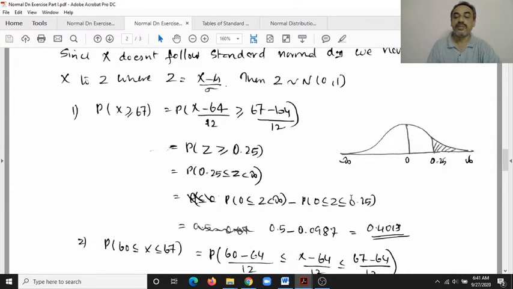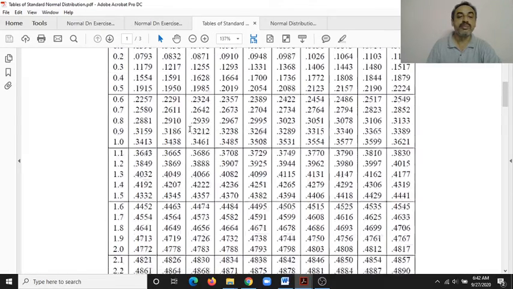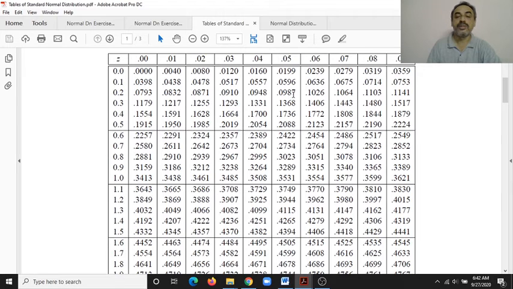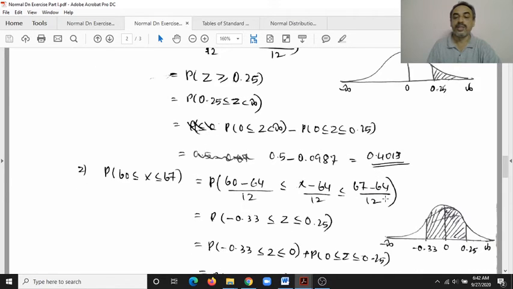From the entire right half, we subtract the area from 0 to 0.25, because the rest will represent the probability from 0.25 to infinity. The area from 0 to 0.25 we can obtain from tables, that is the coincidence of row 0.2 and column 0.05, which is 0.25, and corresponding to that it is 0.0987. The entire right half has area 0.5, so the answer is 0.4013.